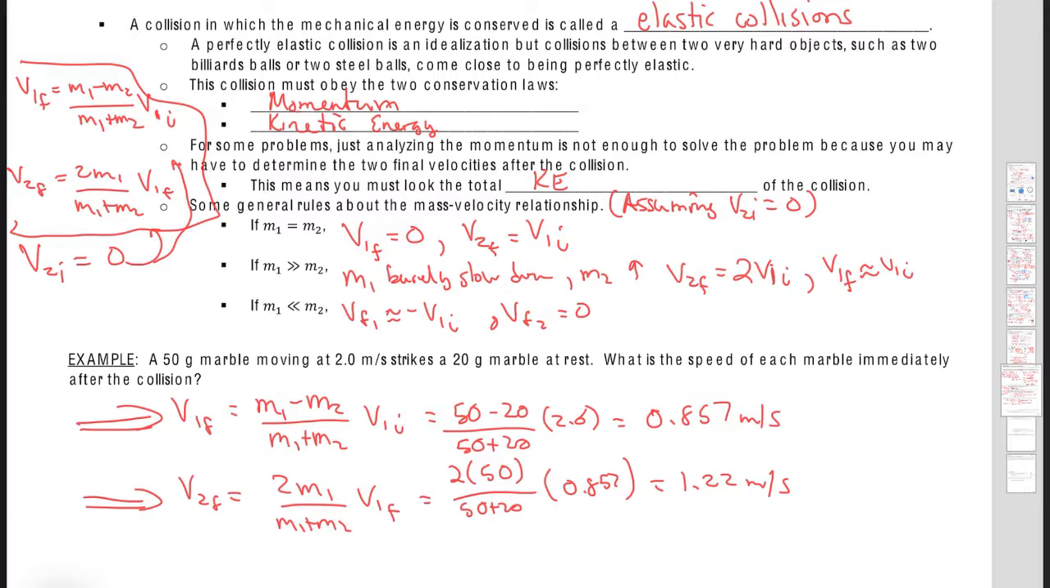In the next video we're going to look at explosions, and we'll look at two-dimensional collisions, and then we'll also look at ballistic pendulums.